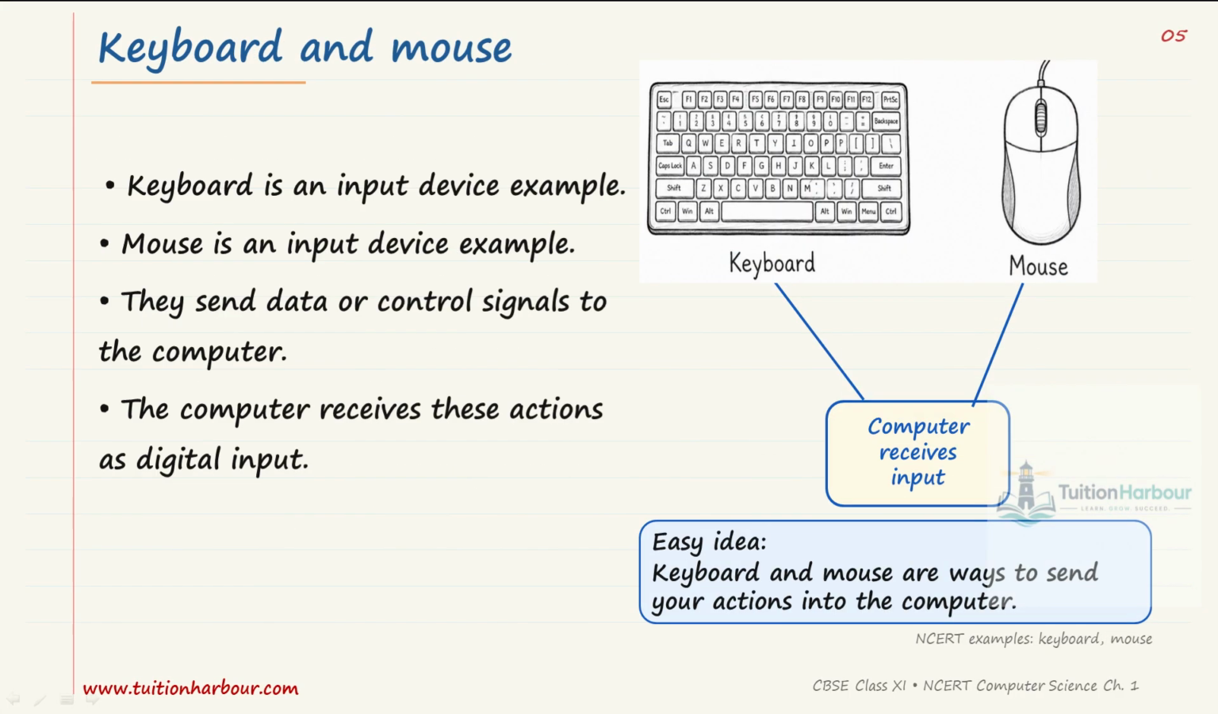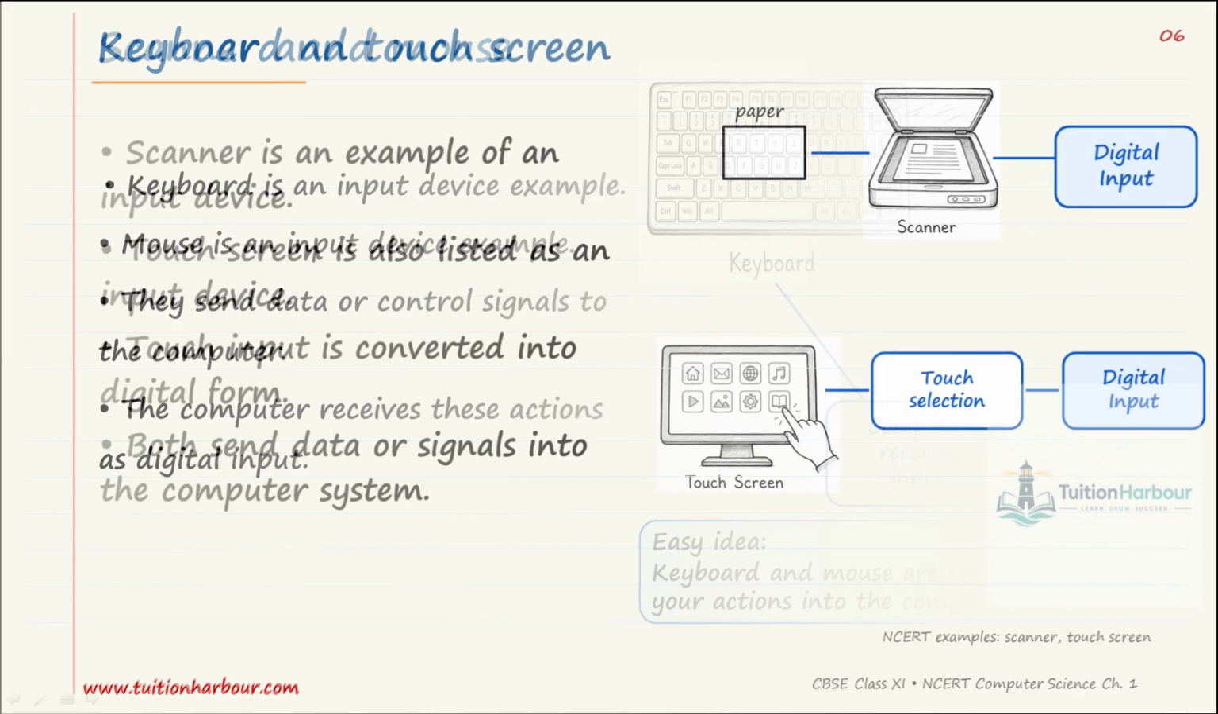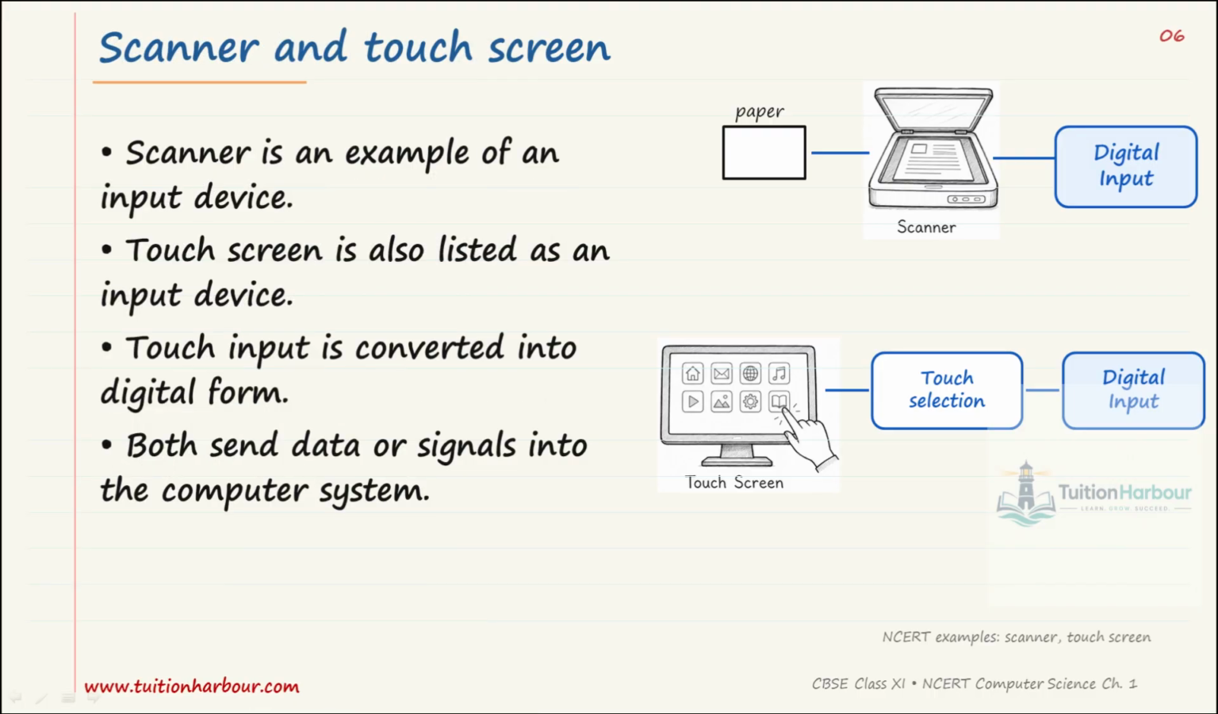A keyboard and mouse are common input devices. Pressing a key sends data to the computer. Moving or clicking the mouse sends control signals. The computer receives these actions as digital input. A scanner converts information from paper into digital input. A touchscreen accepts a selection when you touch the display. Both devices send data or control signals into the computer system.